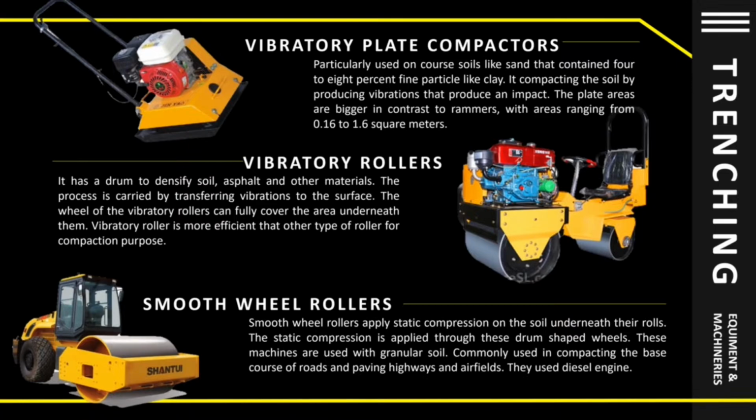Vibratory plate compactors are particularly used on coarse soil like sand that contains 4 to 8% fine particles like clay, while vibratory rollers use the drum to densify soil, asphalt, and other materials. Like its name, it uses vibration transferred to the surface. Lastly, smooth wheel rollers. It applies static compression of the soil underneath their rolls. This machine is usually used with granular soil, commonly used in compaction of the base course of roads and paving highways and airfields. They also use diesel engines.